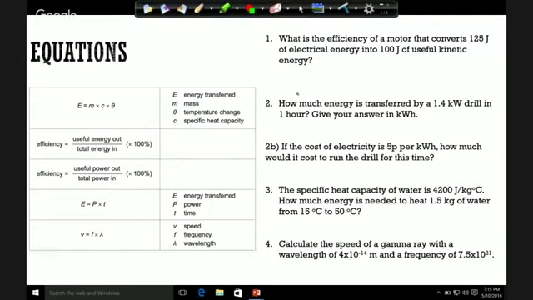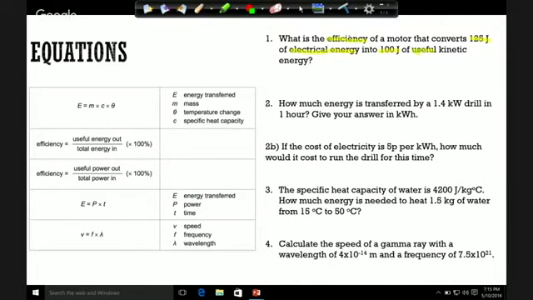Okay, let's stop there and go through the questions. Feel free to pause and catch up with me later if you want to have a go at these, or watch them on catch up when the video's finished if you didn't quite have time. So the first one says, what is the efficiency of a motor that converts 125 joules of electrical energy into 100 joules of useful energy?